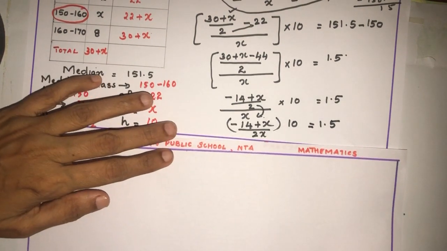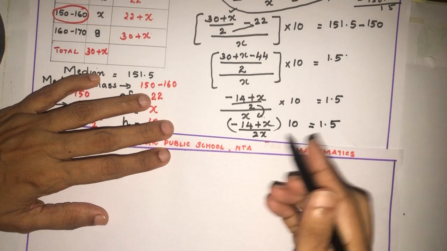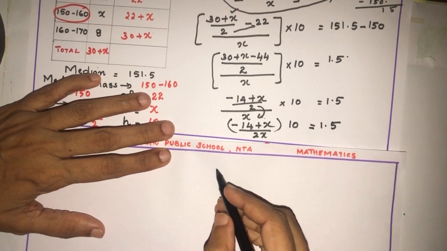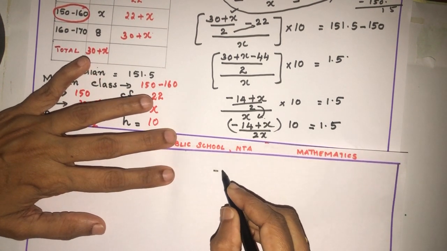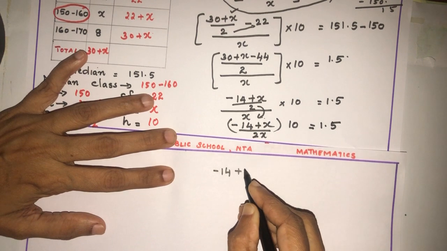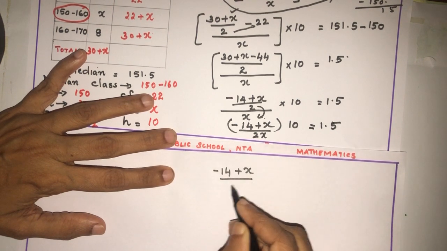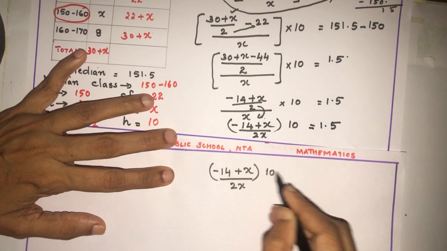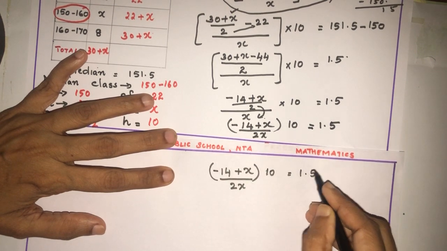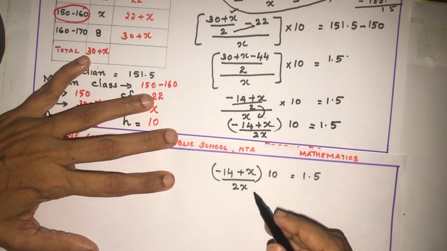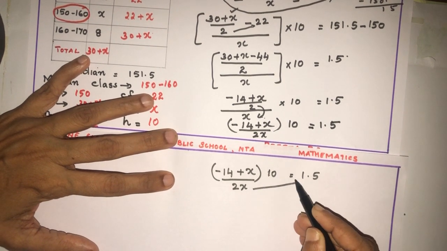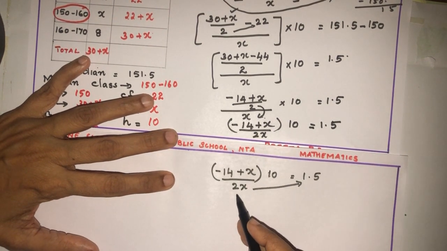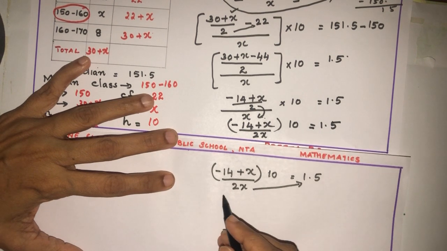Now, remaining calculations. Here we have minus 14 plus x by 2x multiplied by 10 equal to 1.5. That is the step we have. Now I am going to take this 2x here to that side. Here it is division, that will come as multiplication.